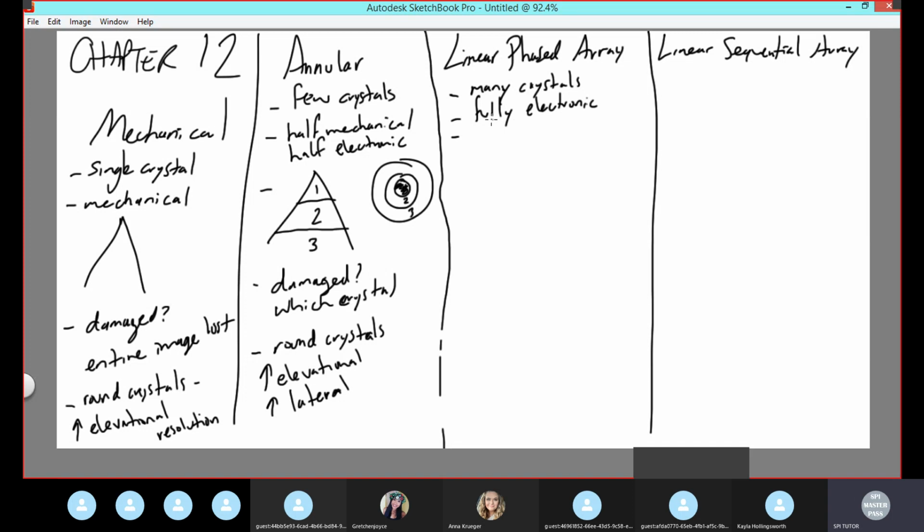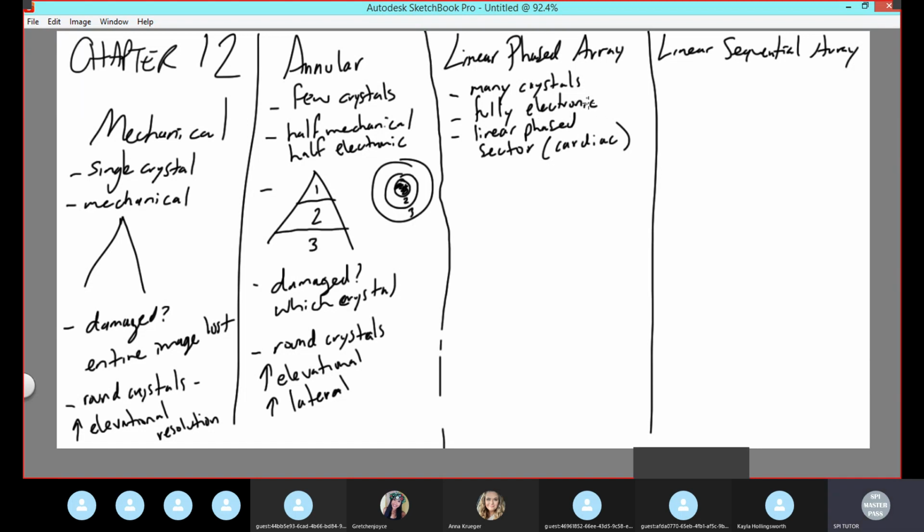The name of this transducer is the linear phased array, but they can call it the linear phased, and they can call it the sector. This is your cardiac transducer. This is the one that I use. And maybe one of you in this class is an echo tech, so maybe one of you uses the cardiac. So this is your cardiac transducer.